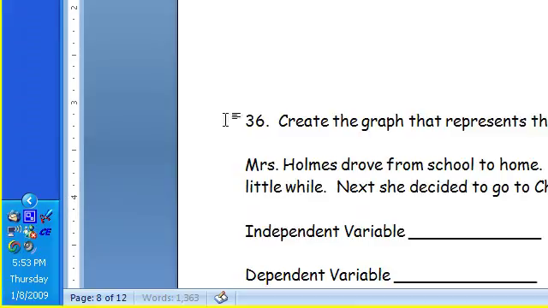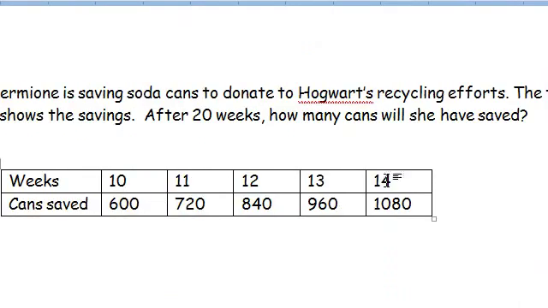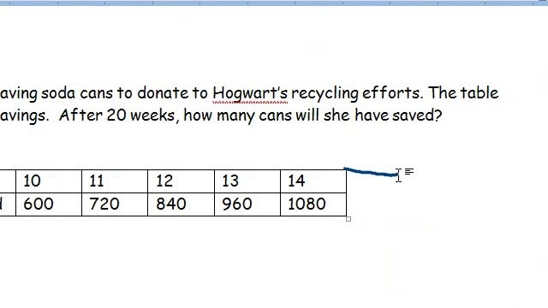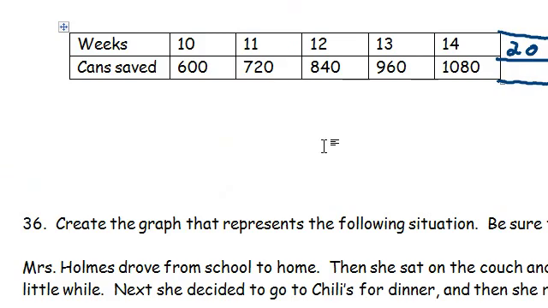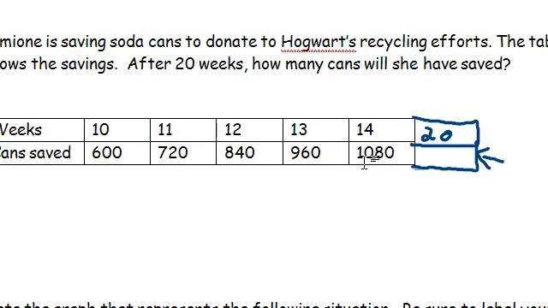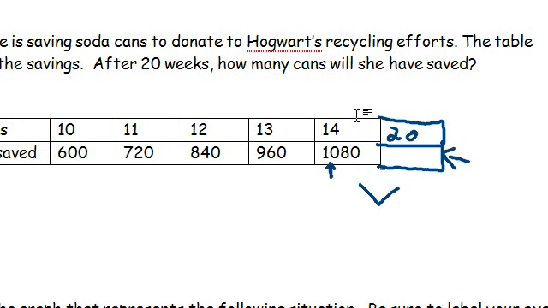There's our data. Let's take a look at it. So here's week 10, 11, 12, 13, 14. So we are interested in week number 20. So we need to know how many cans she saved at week 20. Well, we know that she's already saved 1,080 cans. So we need to figure out what the change was from 1080 to get here.